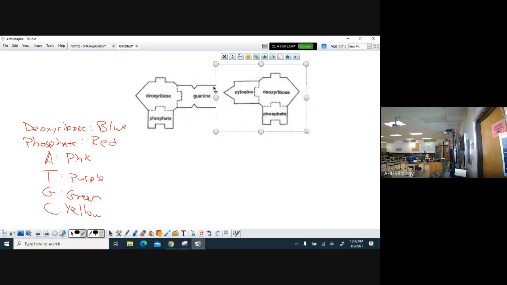21 base pairs for 7 people. 3 base pairs per person. Whichever class gets the highest base pairs per person value, I will add extra credit in.